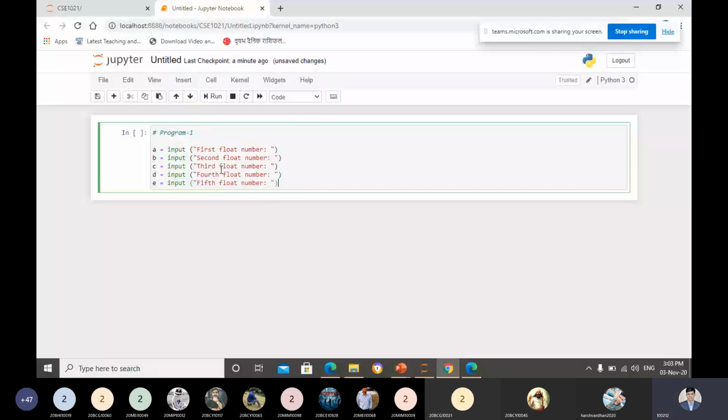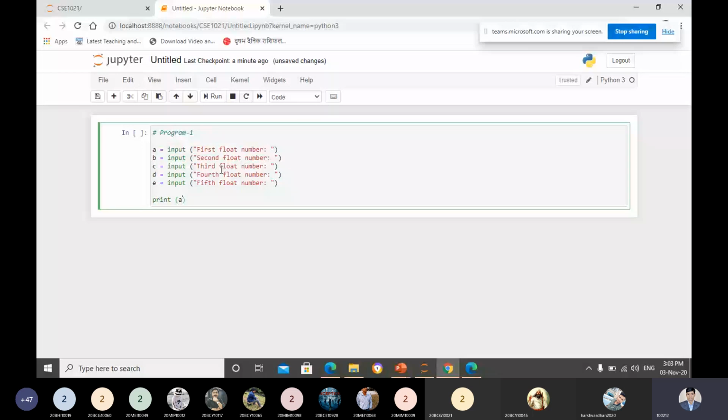After taking input, what is my responsibility? To print all these numbers. Why am I taking a comma and a space? Because after printing A, some gap is required. So that's why I'm using this kind of printing format. The same thing I can apply here. Then we have C, then D, then again a space, and the last variable, that is E.